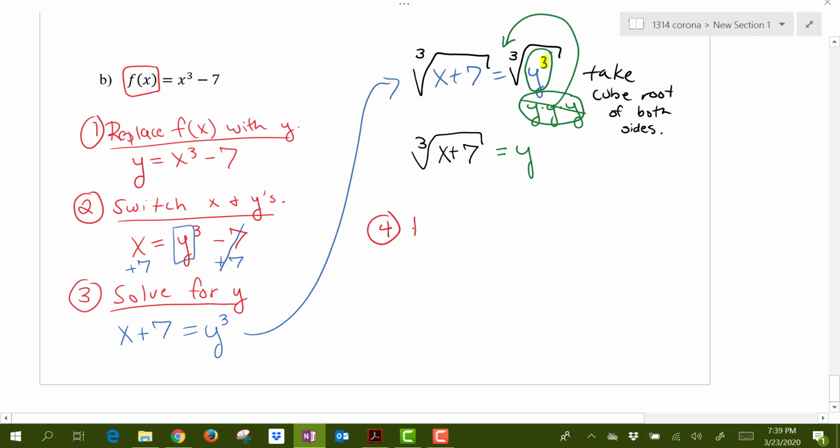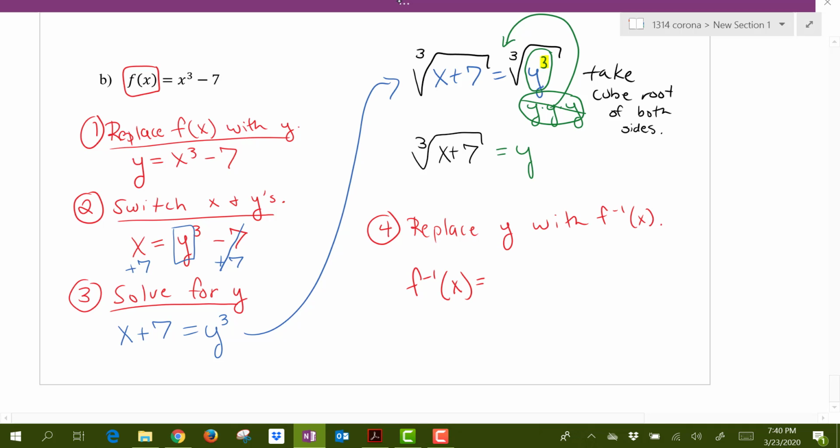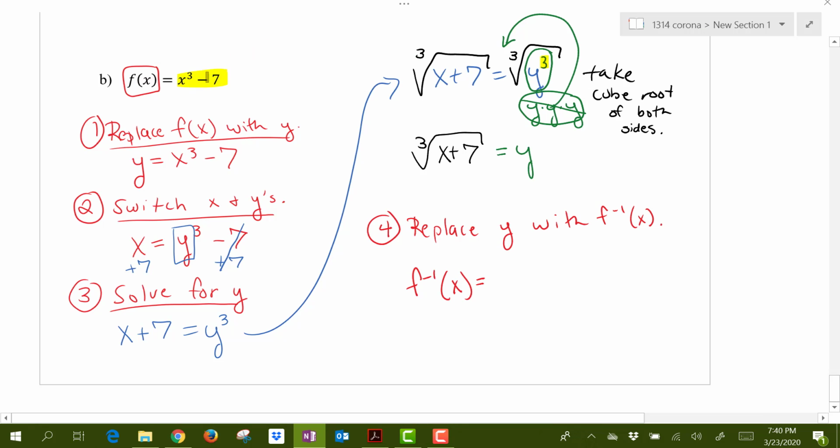Right, the last step is to replace y with f inverse of x. So the last step here would be to go back and say, instead of writing y, I'm going to write f inverse. We're going to use that f of x notation, but f inverse, because these two equations are not the same. So we started out with x cubed minus 7. We ended up with the cube root of x plus 7, and those are two opposite things. They're totally different. So we want to declare loud and proud that this is the inverse of the original function that we were given, and it does exactly the opposite of that original function.